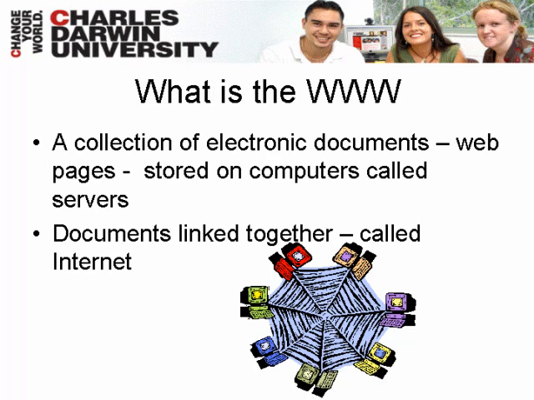So when we're looking at the internet, WWW, which stands for World Wide Web, is a collection of electronic documents and web pages stored on a computer or computers or servers. The documents are linked together and it's called the internet. It's really an intertwining of different paths to computers, linking of computers, and in some ways it's like a spider's web.